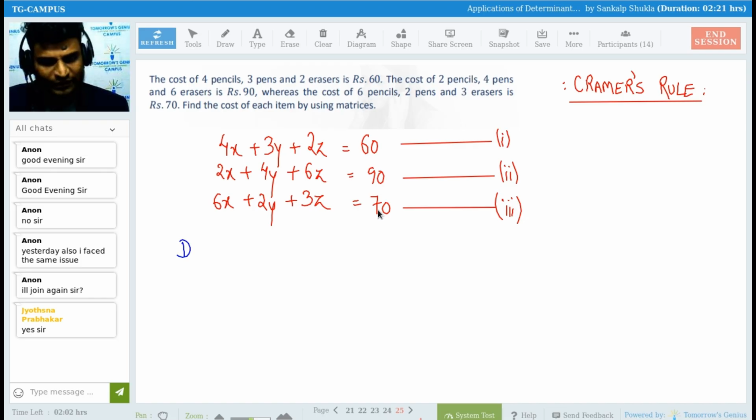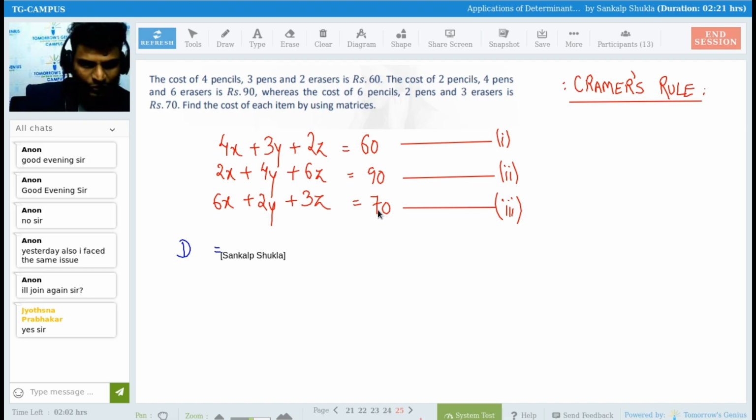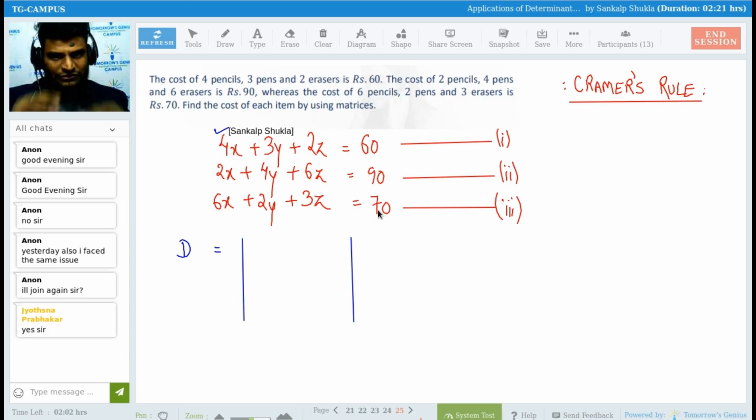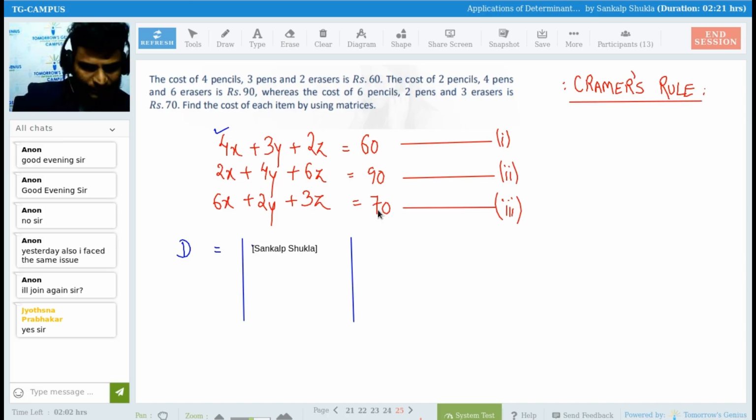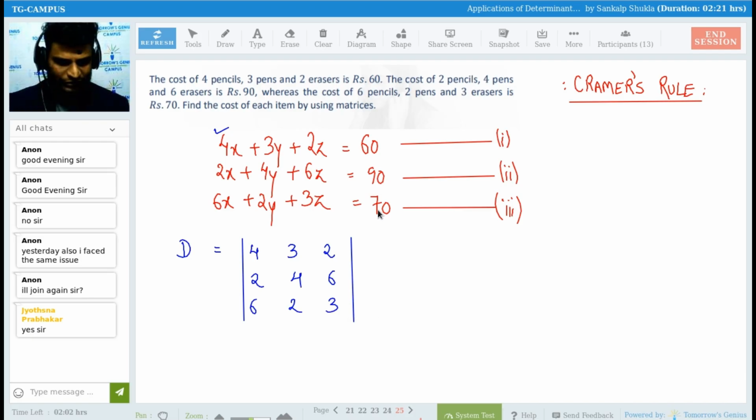Okay, so what I was telling is, in order to solve this system, we have to form four determinants. First of all, the first one is D. Now what is going to be that D? It is the normal determinant: just extract all the coefficients and put them. So 4, 3, 2, 2, 4, 6 and 6, 2, 3. This is going to be D. It is simply made up of the coefficients of x, y and z.